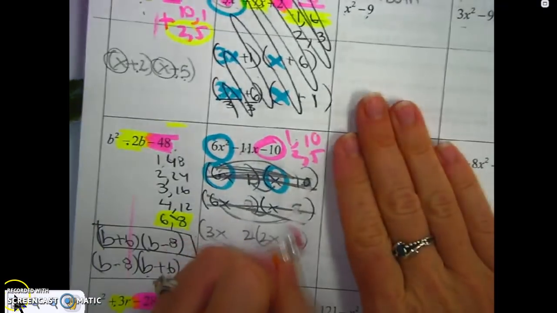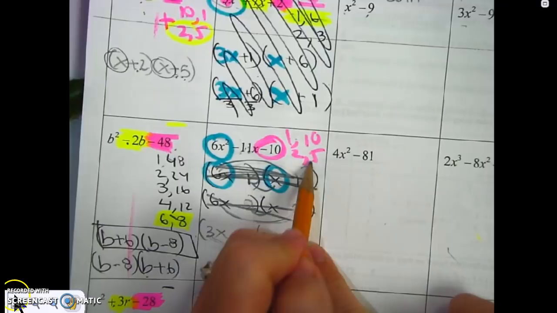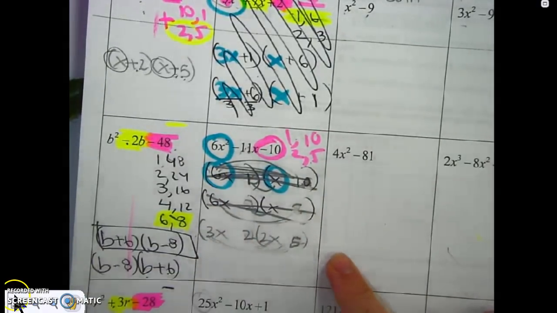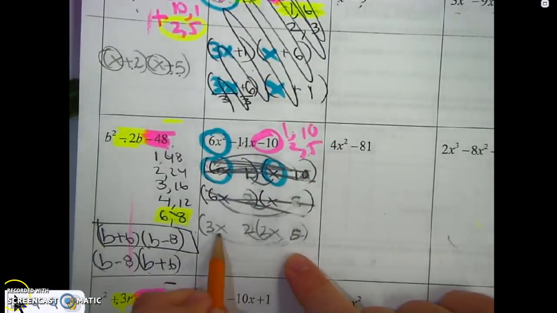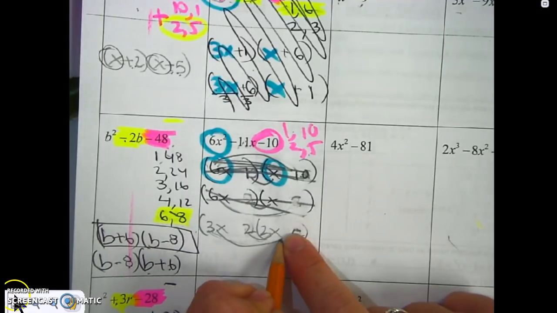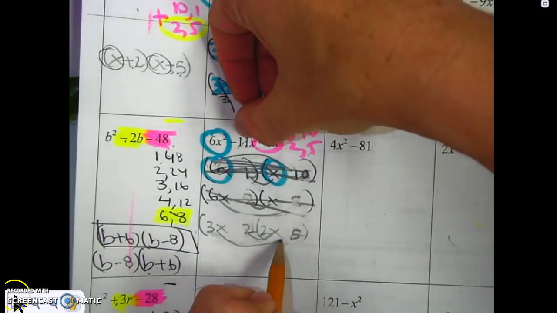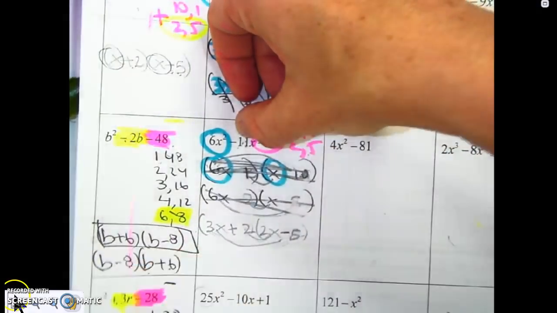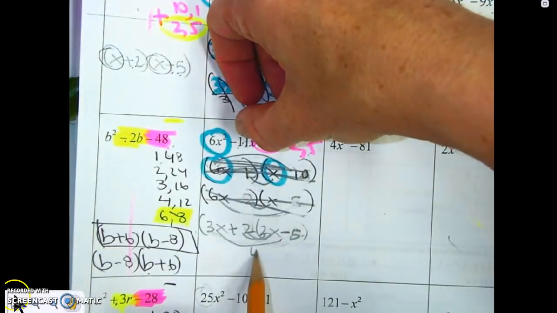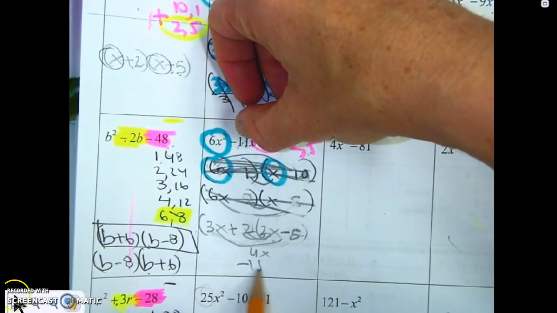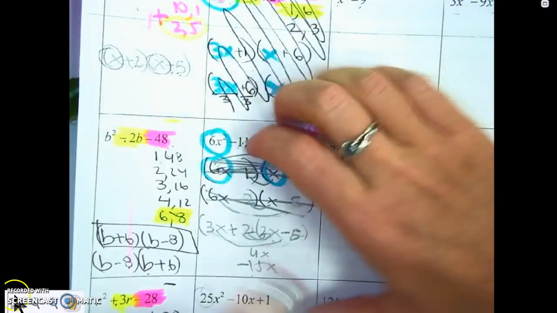So I realized what my issue was. I did 2 times 3 instead of 2 times 5. I knew something was off. So now I go 4x and 15x. 15 minus 4 gives me 11. This one's negative and that one's positive. Let me show you. 4x minus 15x gives me negative 11.